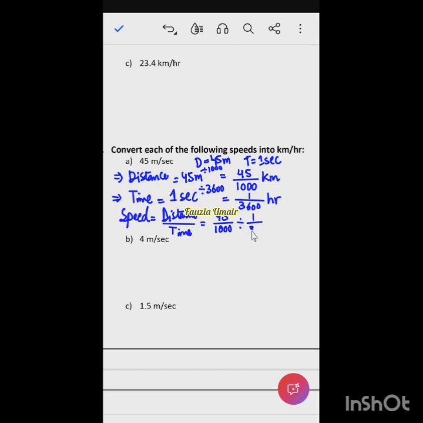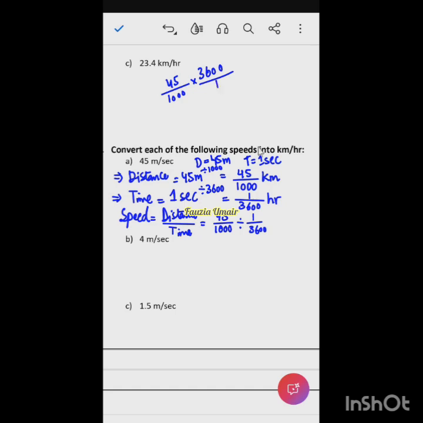Divided by 1 by 3600, right? So this is the point where I need to calculate. So I'm going to do the calculations on the top. Can you see? I'm going to do the solution here. So the first step, in every question, when you are going from a smaller unit to a bigger unit, you need to follow these steps. I will change this division sign into multiplication sign.